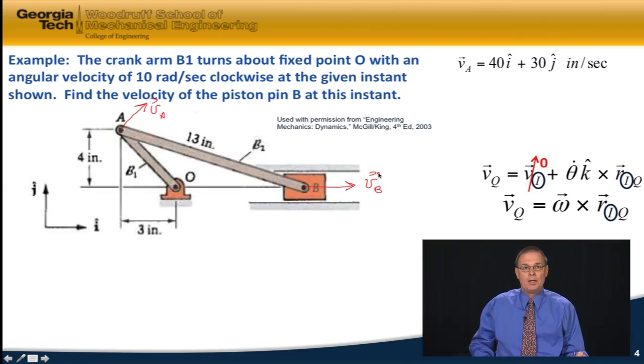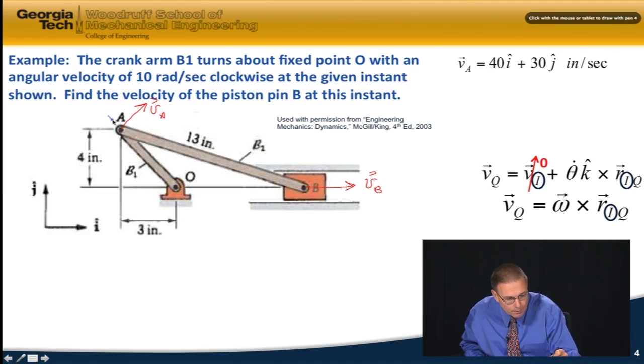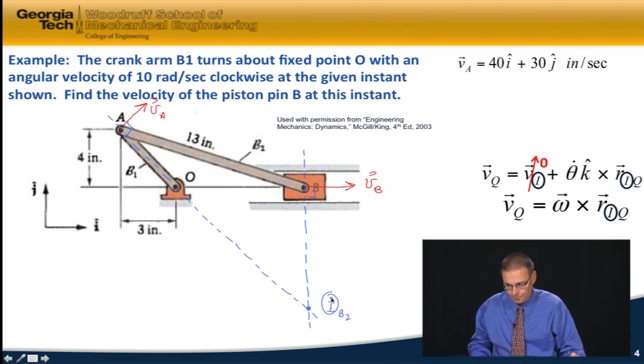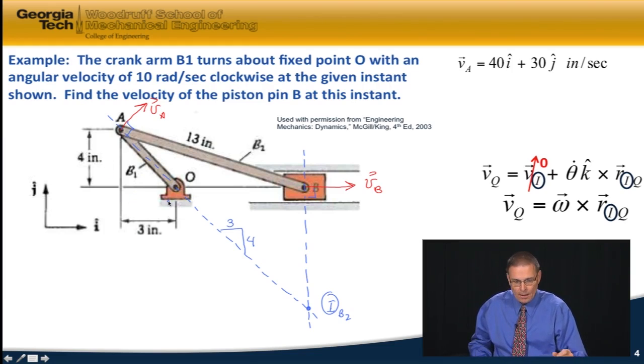I can now drop perpendiculars from both of those velocity vectors, look where they intersect, and that will be my IC. So I drop a perpendicular from this velocity vector and a perpendicular from this velocity vector. Where they cross will be the IC for body B2. And we know that this is on a 4-on-3 slope, from our dimensions here.